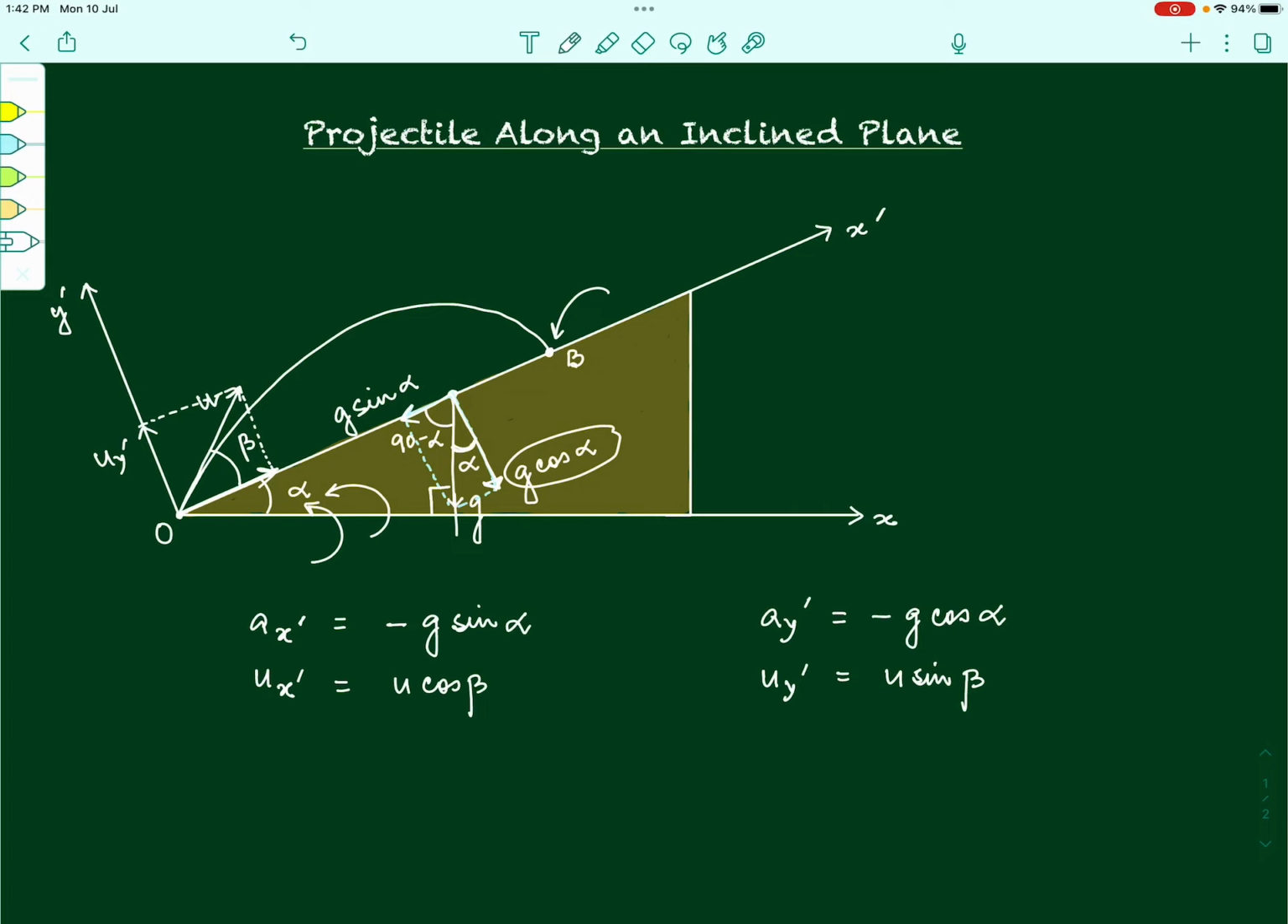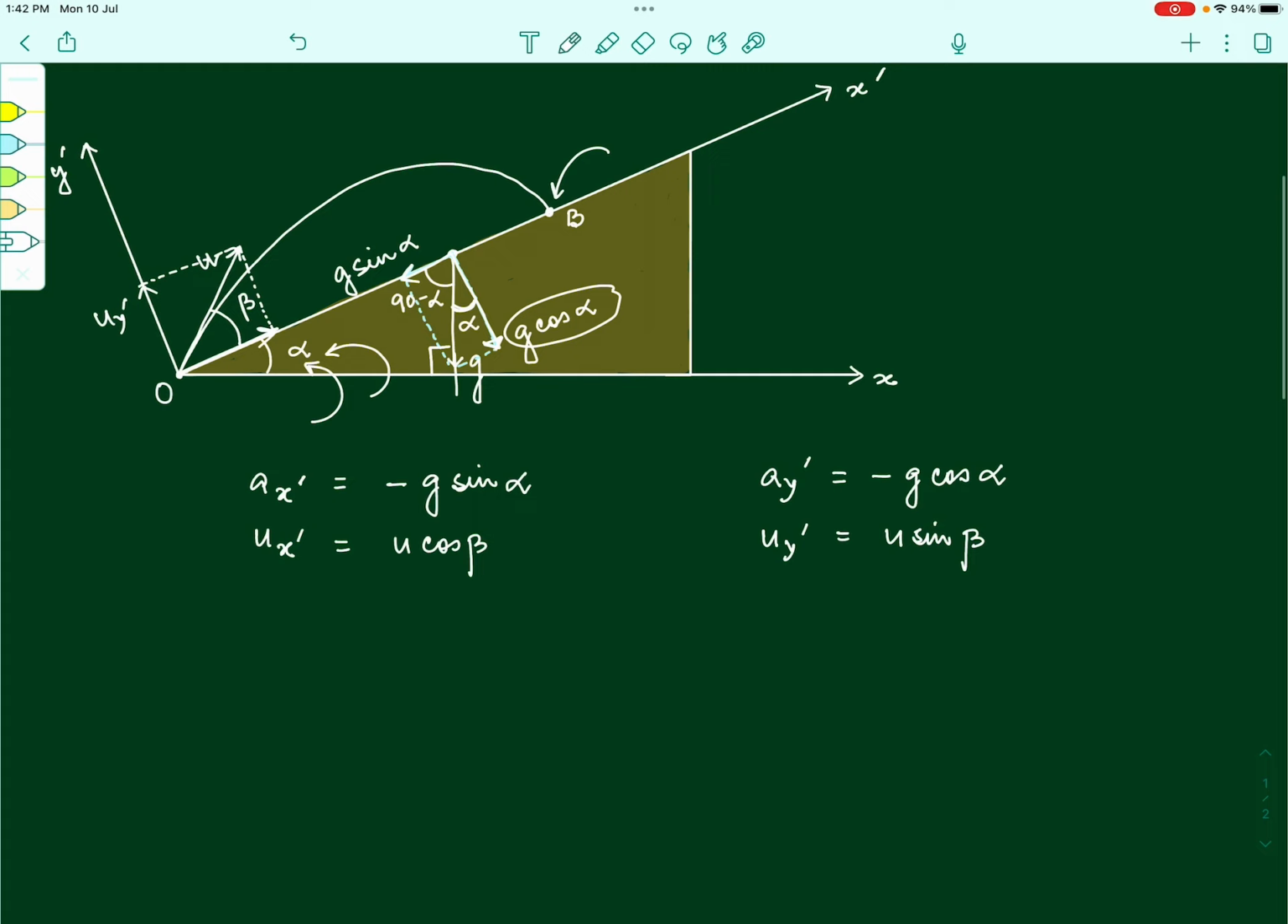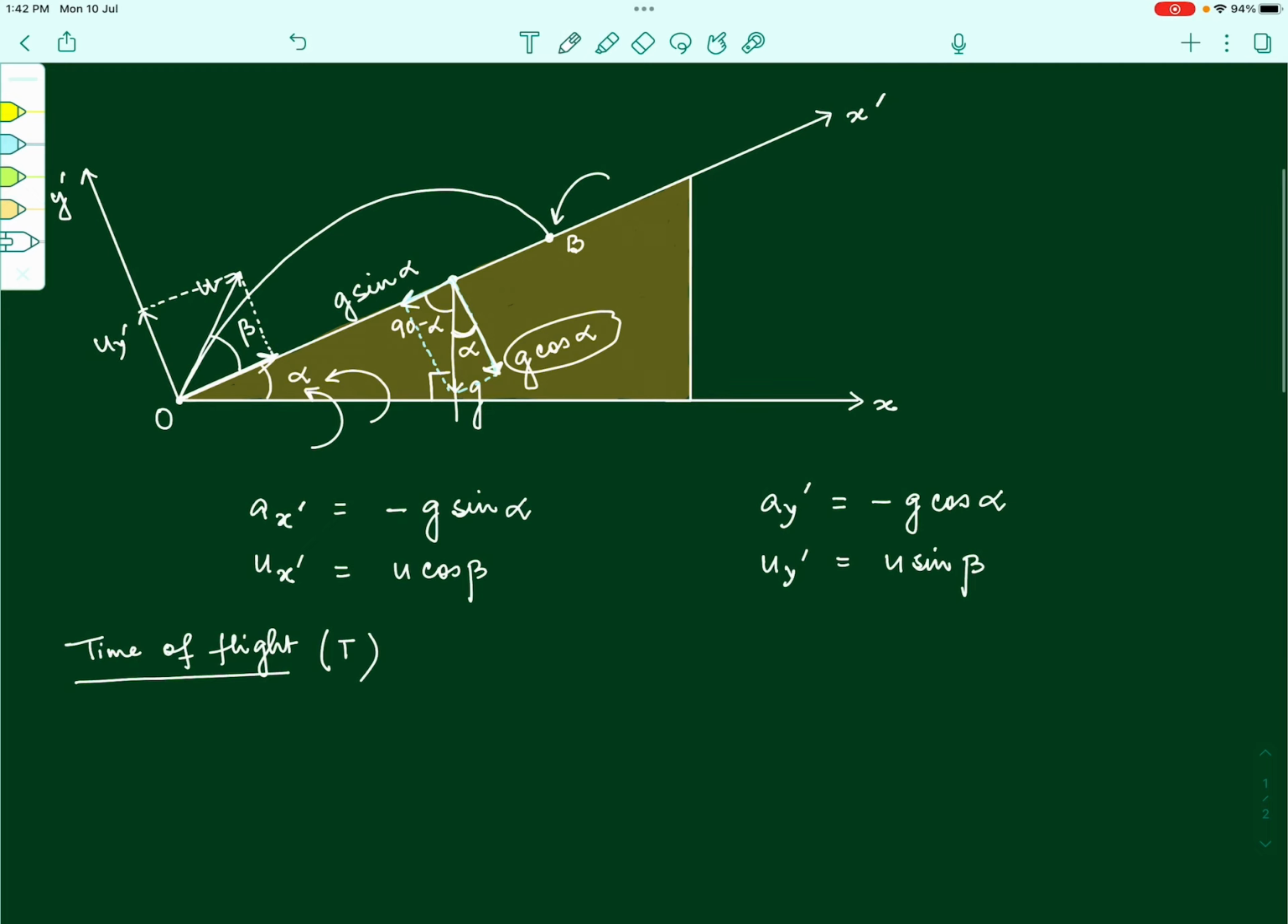Now that we have obtained the initial velocities as well as the accelerations along the x dash and the y dash axis, we can try to find out various aspects associated with this projectile. For example, time of flight, the time for which the projectile is in air. See that for this particular figure, it is the time that the projectile takes to reach from the point O, the point of projection, to the point B, the point where it hits the inclined plane.